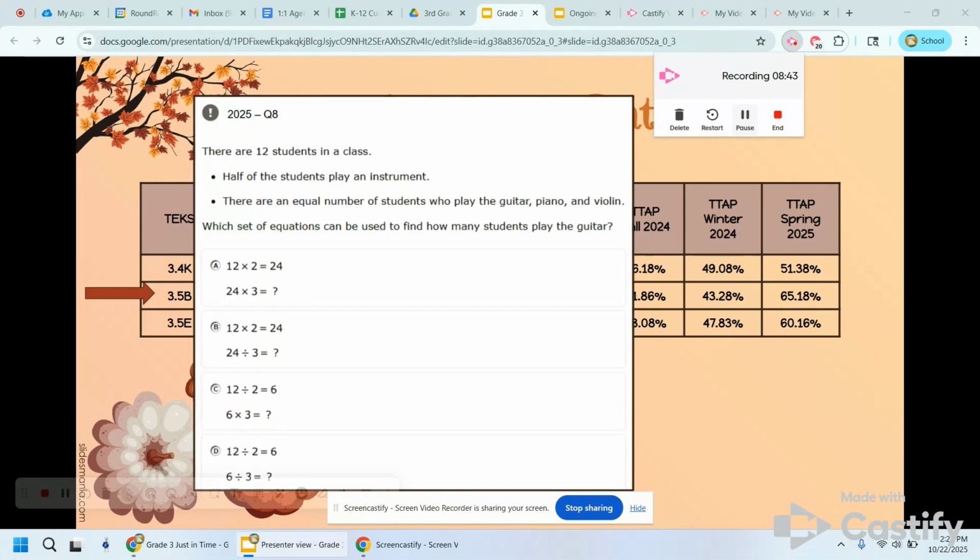There are 12 students in a class. Half of the students play an instrument. There are an equal number of students who play the guitar, piano, and violin. Which set of equations can be used to find how many students play the guitar?